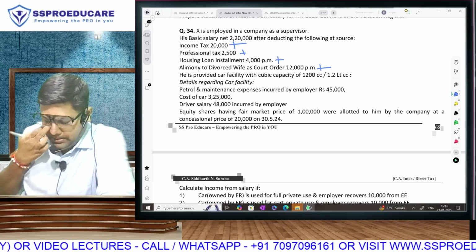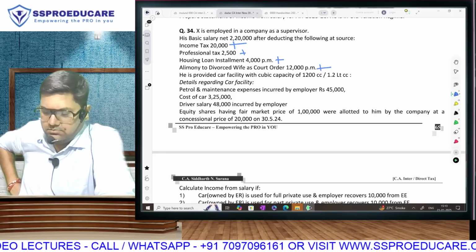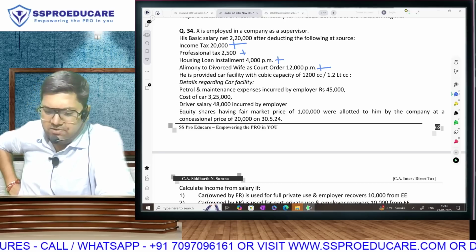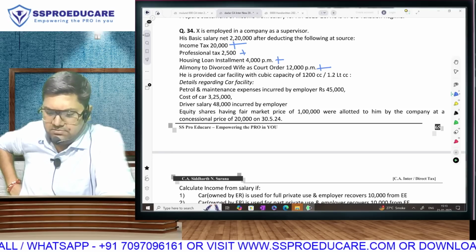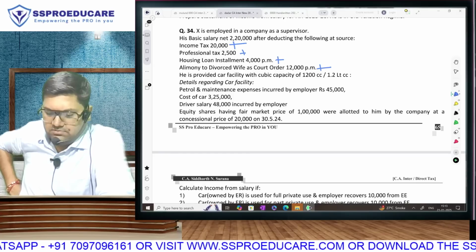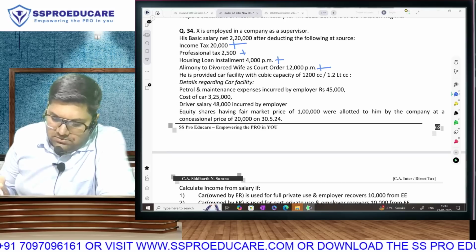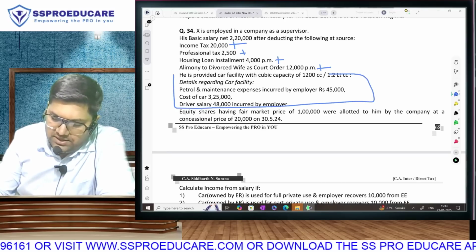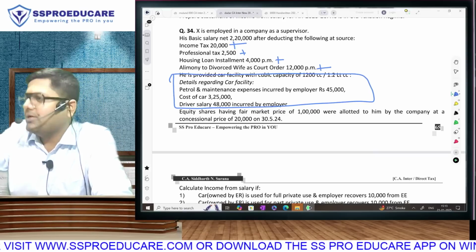Next. He is provided car facility with capacity of 1200 cc, 1.2 liter, same as 1200. Correct. What are the details regarding car? Petrol and maintenance expenses incurred by employer 45,000. Cost of car 3,25,000. Driver salary 48,000 incurred by employer. Equity share. One second. That means this much part of the question is the detail about the car. So we have to decide what is the car purchase. That is the main part of the question.